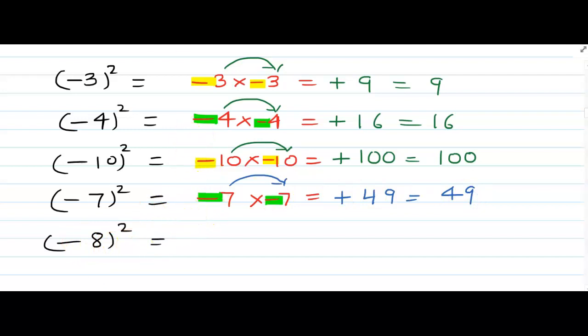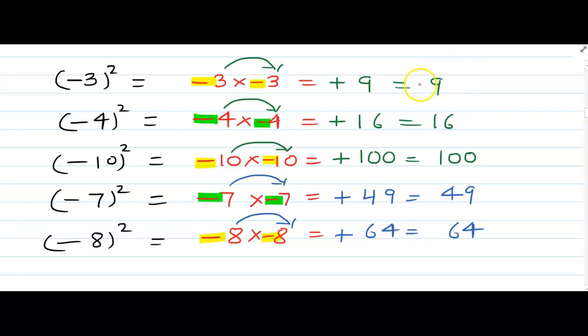Okay, minus 8 square. Minus 8 square, you can write down minus 8 times minus 8. Okay, again, they are having same sign. Same sign means add, and then you can multiply. 8 times 8 is 64. So this is 64.